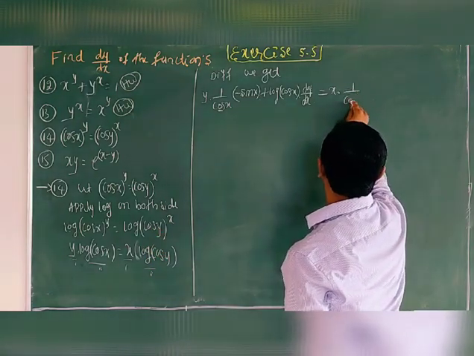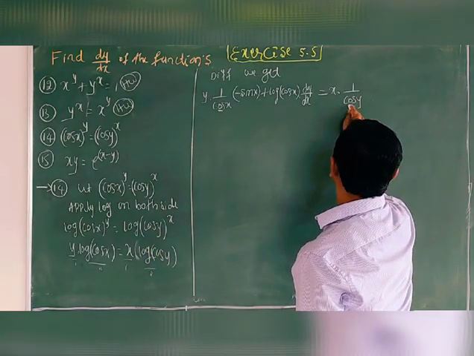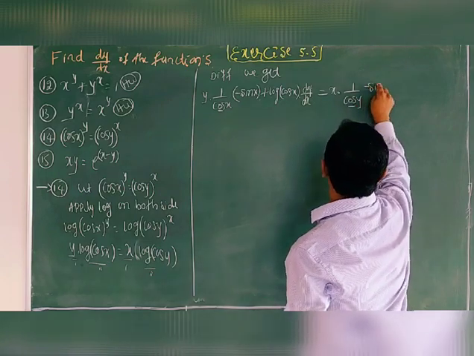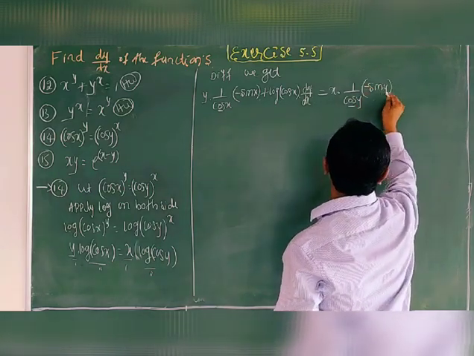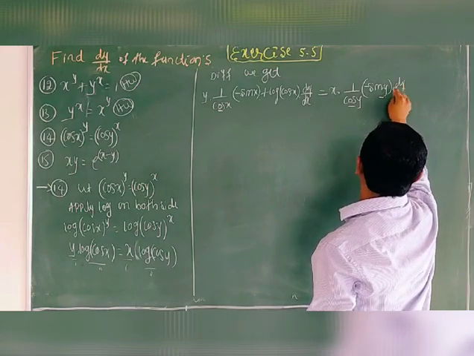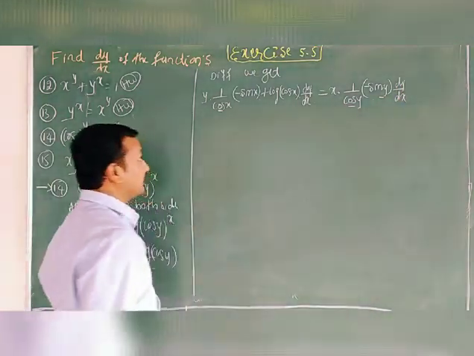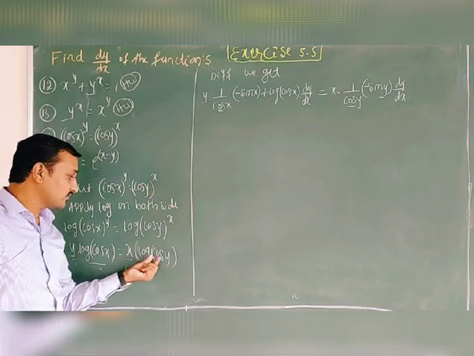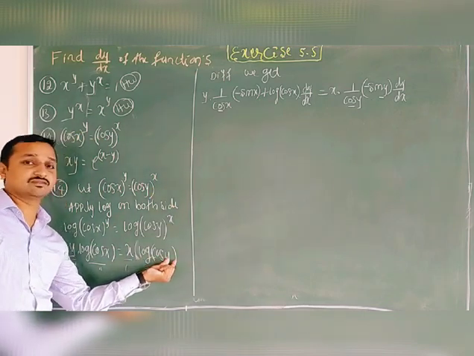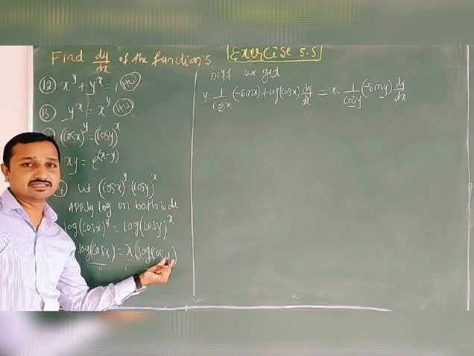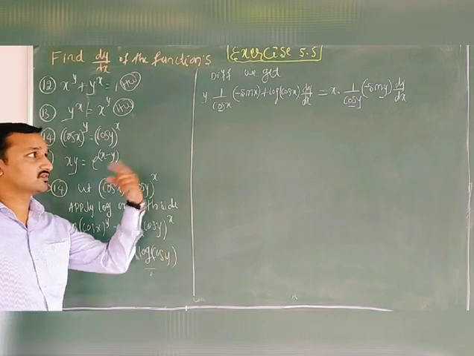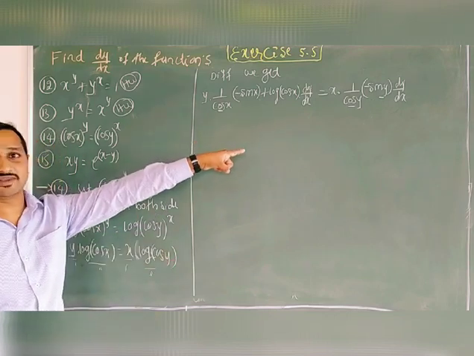1 divided by cos y, with respect to y the derivative of cos y is minus sin y, with respect to y is dy by dx. See, chain rule students. So the first function x we keep as it is, and the derivative of log of cos y is a term of y. When we differentiate the function of y, then we write dy by dx as a multiplication term.